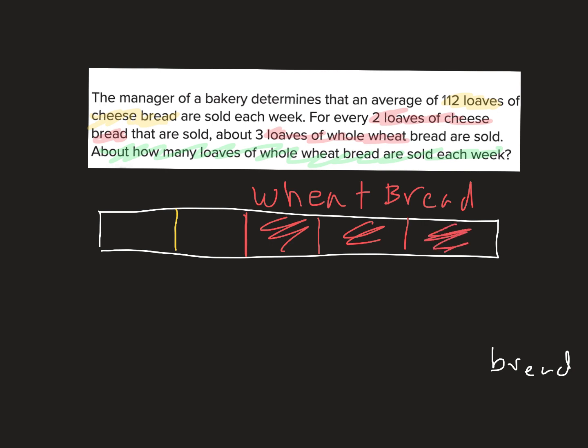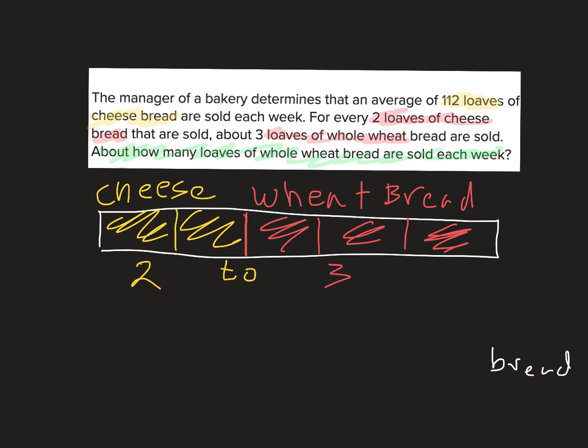3 loaves of wheat bread. And we have our cheese bread. Our ratio that we know is 2 cheese breads to 3 wheat breads. And at this specific bakery, we are looking at 112 loaves of cheese bread.